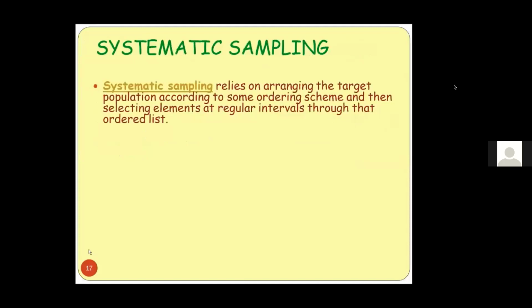Systematic sampling relies on arranging the target population according to some ordering scheme and then selecting elements at regular intervals through that ordered list. In this case, it's important that the starting point is not automatically the first on the list, but is instead randomly chosen from within the first to the X element in that list. A simple example would be to select every 10th name from the telephone book, also referred to as sampling with a skip of 10.